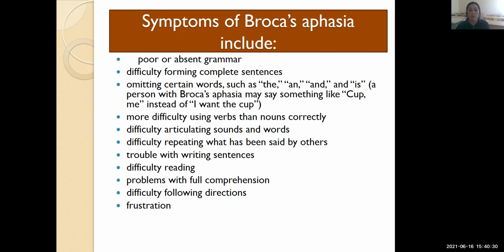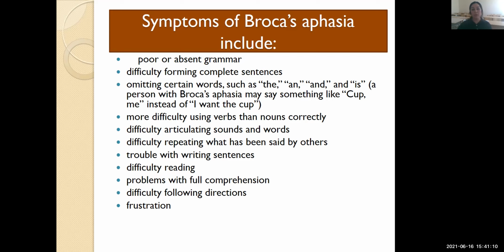If people suffer with Broca's aphasia, they have problems forming complete sentences. They mostly use separate short words, and mostly children suffer with this kind of disease. The next one is omitting certain words such as "the" and "is." A person with Broca's aphasia may say something like "cup me" instead of "I want the cup."